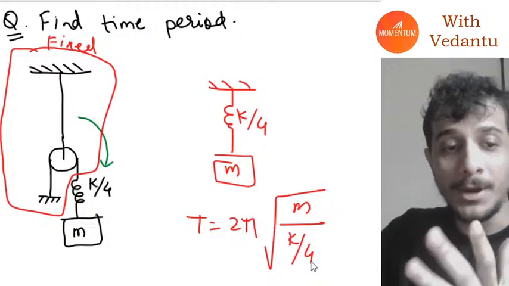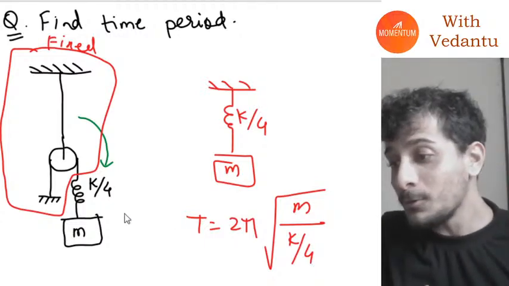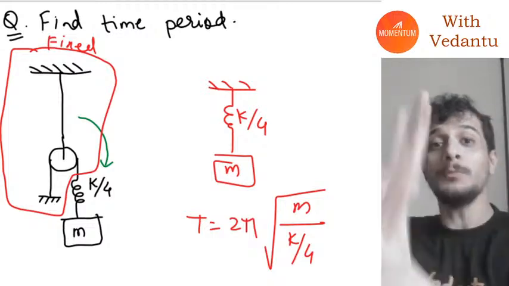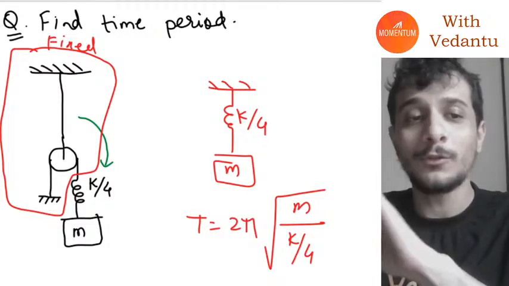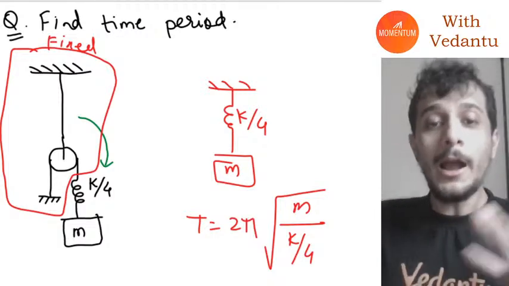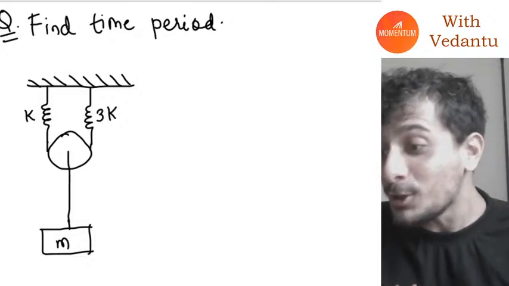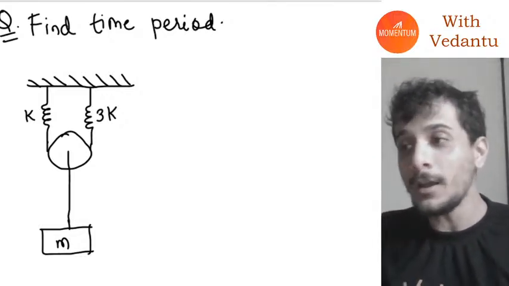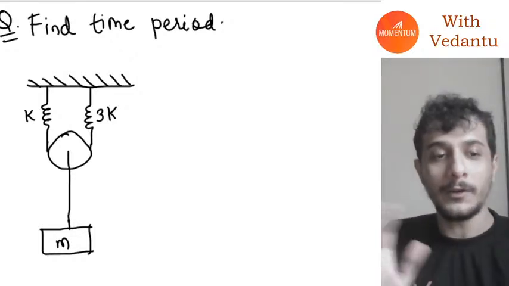So simple. Can we do one more question? This one looks even more complicated, but once you start using this, it's even more simple. I have two springs, K and 3K, and you have to find the time period. How to find the time period, guys?